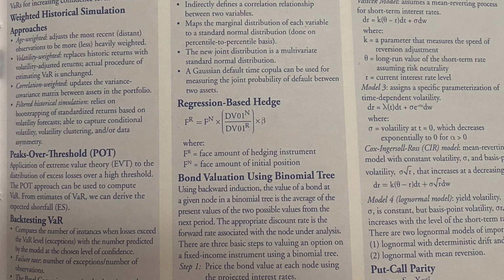What is backtesting VaR? It compares the number of instances when losses exceed the VaR level, which are exceptions, with the number predicted by the model at the chosen level of confidence. What is failure rate? The number of exceptions per number of observations. The Basel Committee requires backtesting at 99% confidence level over 1 year, and establishes zones for the number of exceptions with corresponding penalties. It increases the capital multiplier.